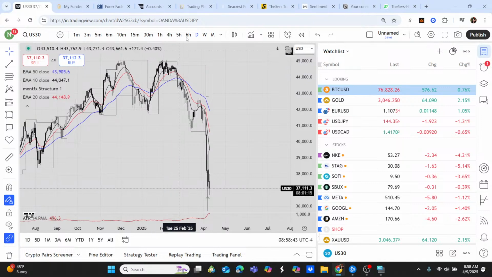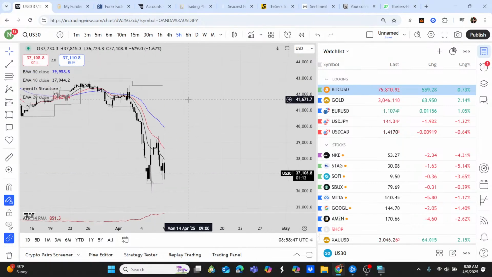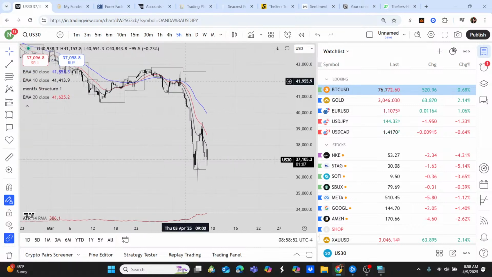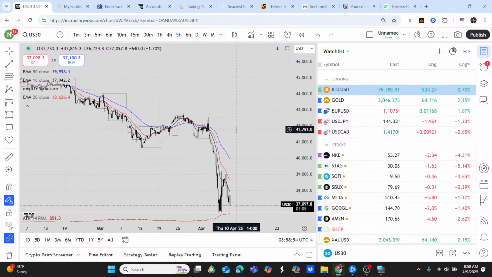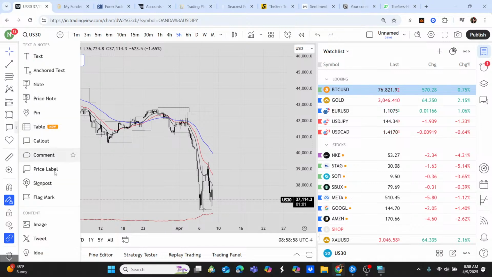US 30 bearish. Let me see what's going on with the lower time frames. Actually, US 30 may set up something. So I'm looking at this context time frame. What I see here, I do see a cycle happening.